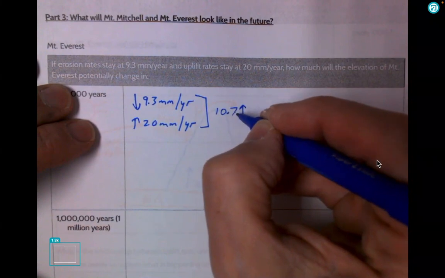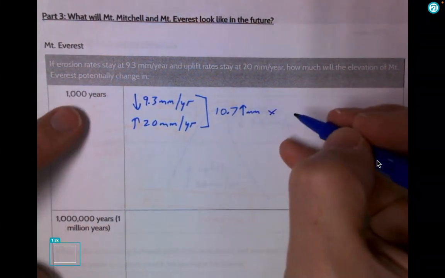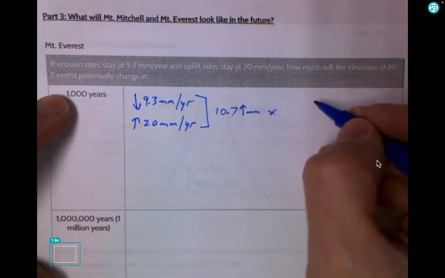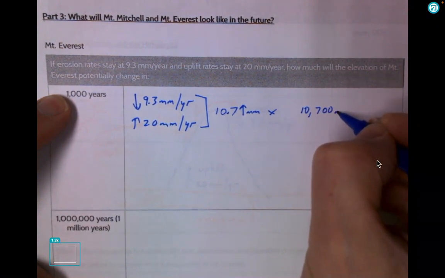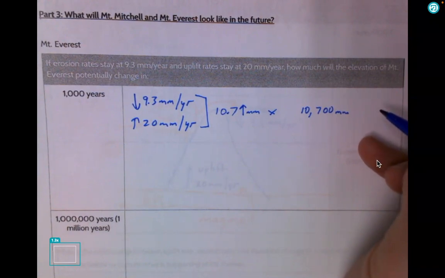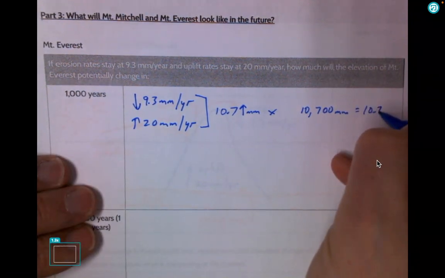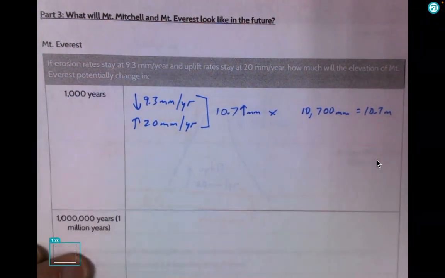So it goes up 10.7 millimeters each year times 1,000 years. So 10 times 1,000 would be 10,000. So this is going to be 10,700 millimeters. And we figured this out, that 10,700 millimeters comes out to be 10.7 meters, which is about 30 feet. Okay. Then we want to go to the next part.